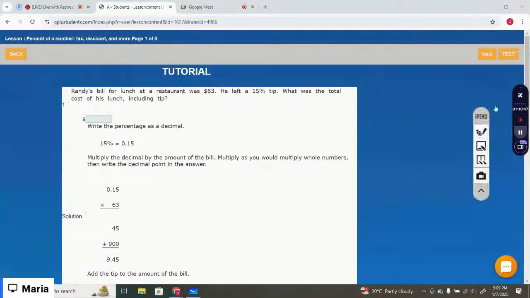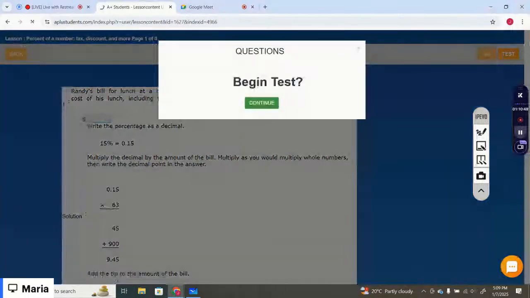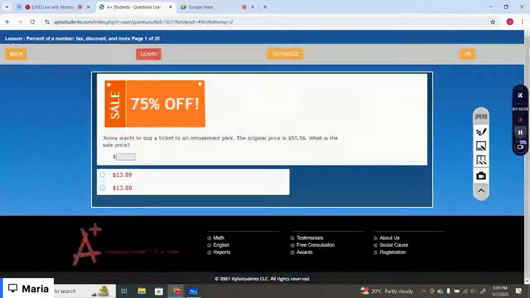Let's just start with the test questions. Jenny wants to buy a ticket to an amusement park. The original price is 55.56. What is the sale price? So the ticket is on the 75% off.